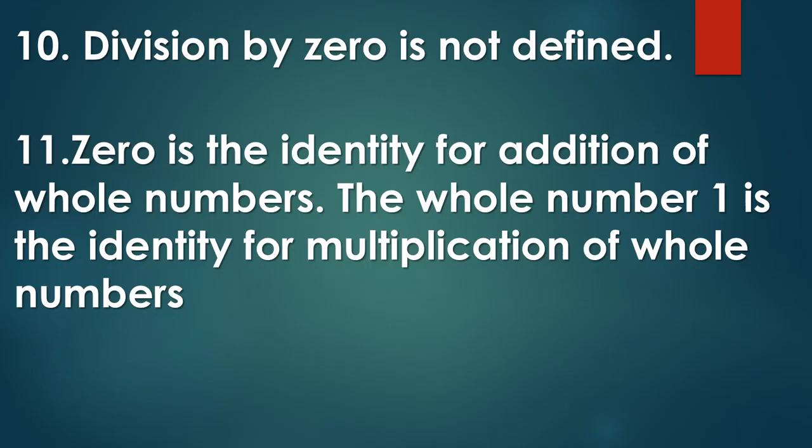So 0 is the identity for addition, and when we multiply any whole number by 1, then we are getting the same whole number. So 1 is the identity for multiplication.